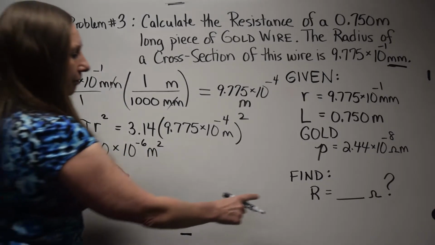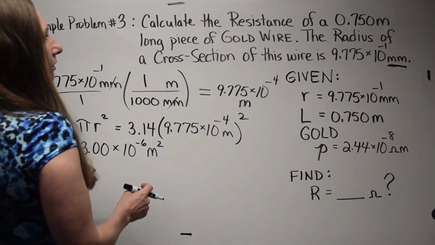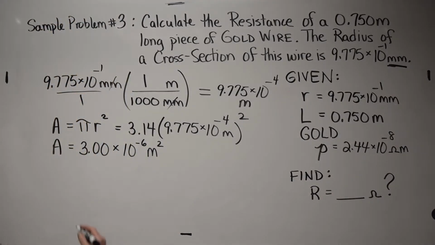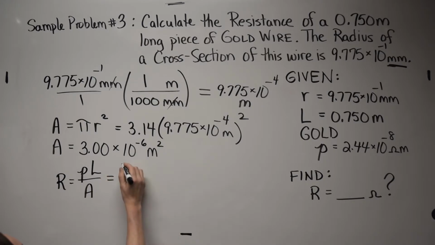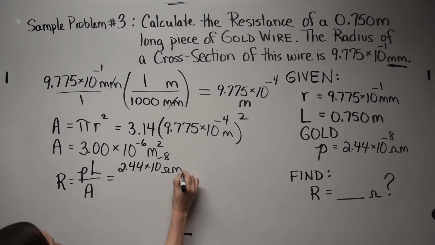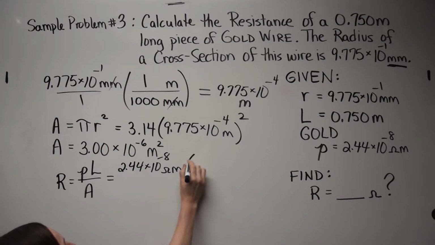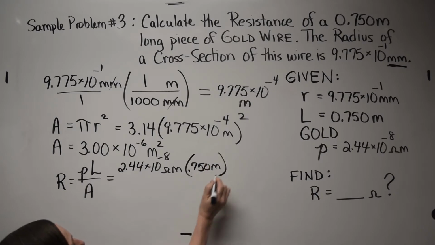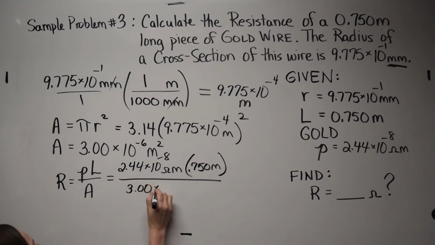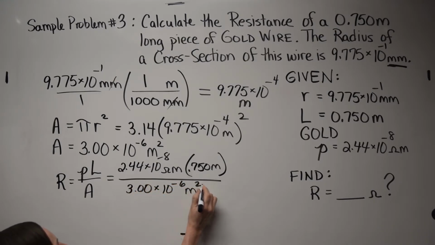Okay, so now let's calculate the resistance of the wire. Too many R's. Okay, here we go. I'm going to come down here. So the resistance would be rho L divided by A. Rho for gold is 2.44 times 10 to the negative 8 ohm meters. The length is 0.750 meters, and the cross-sectional area right here, 3.00 times 10 to the negative 6 meters squared.